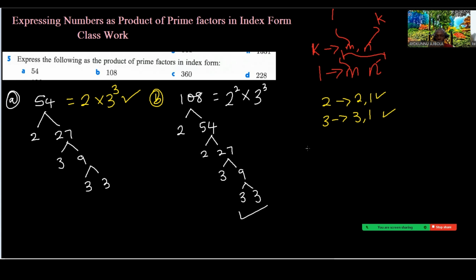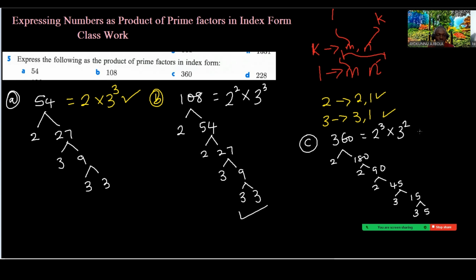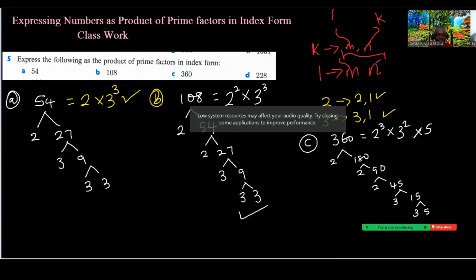Good. Let's look at the third one, option C. We have 360. So for option C, we have 2 and 180, then 2 and 90, then 2 and 45. Now the next prime number that can go is 3 and 15, and finally 3 and 5. Is that clear? So this is going to be how many 2s? 2 raised to the power 3 times 3 raised to the power 2, then times 5. Is that clear now?